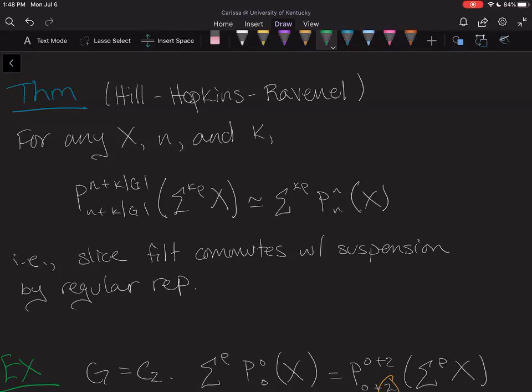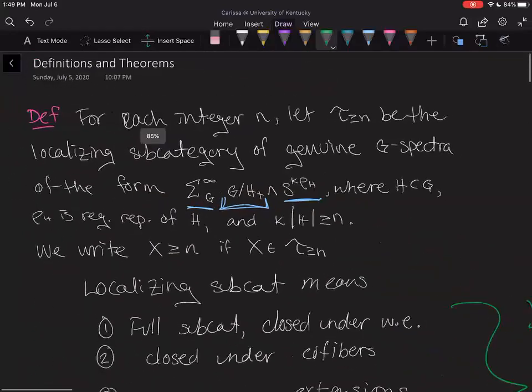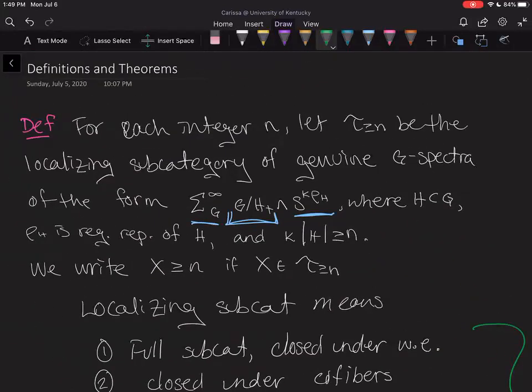Can I ask a question? Can you go to where you're defining this category τ sub greater than or equal to n? Yes. Great. So this looks like it's coming from a t-structure. Is that correct? I'm not familiar with t-structure. Could you give a definition? Not quickly, so maybe we can talk about this later. I'm not familiar with the phrase.